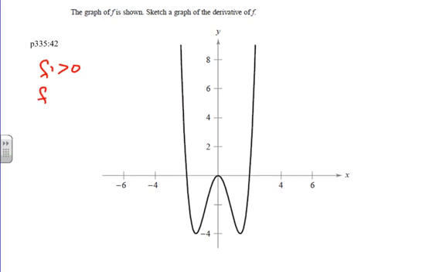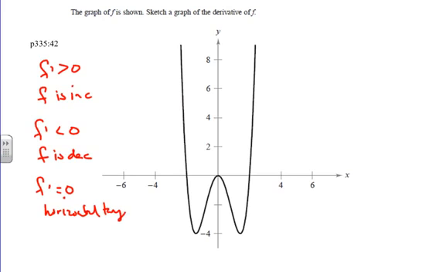f is increasing. Whenever f prime is negative, f is decreasing, right? Also, whenever f prime equals 0, usually that's a horizontal, well, it is a horizontal tangent. But there's a change. f prime changes signs, either from positive to negative, or negative to positive. So, look at this.